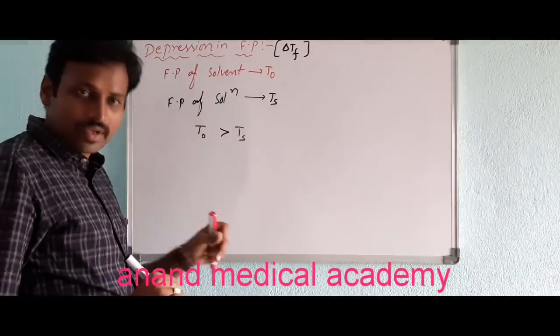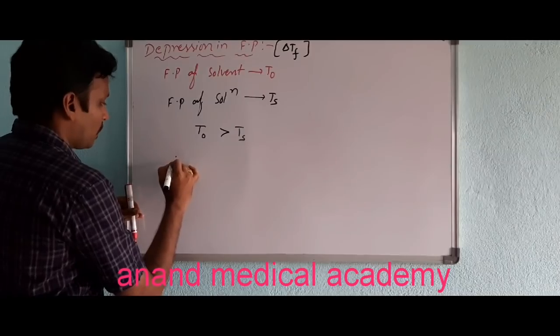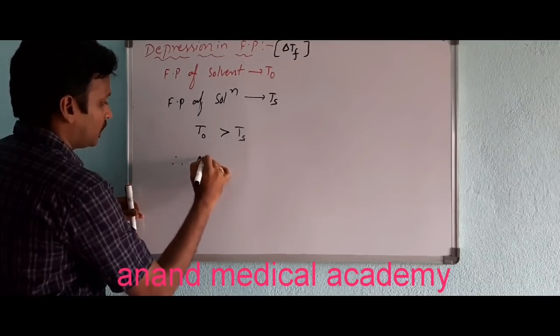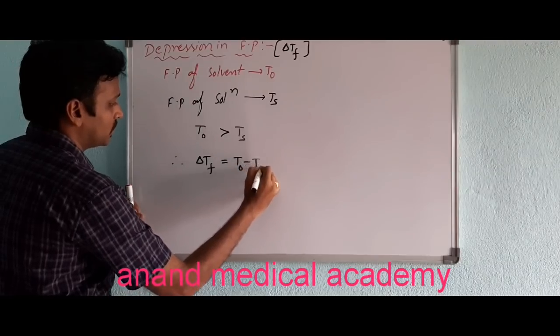There, delta Tb was given for the previous one. Now this is delta Tf. Therefore, what exactly is delta Tf now? This is T0 minus Ts.